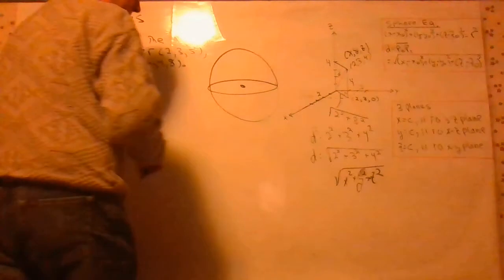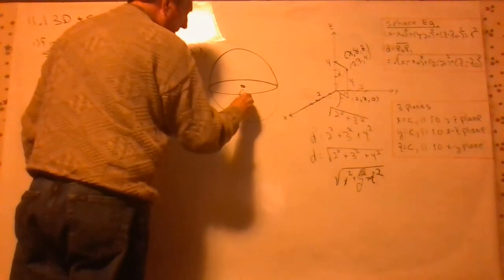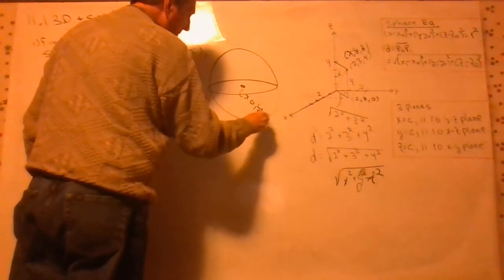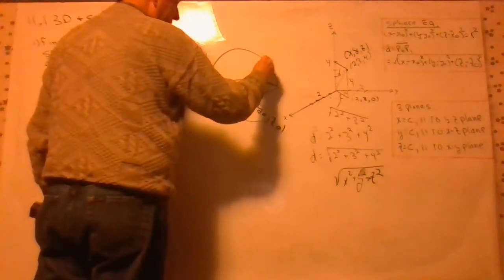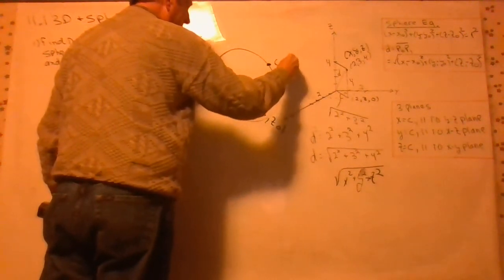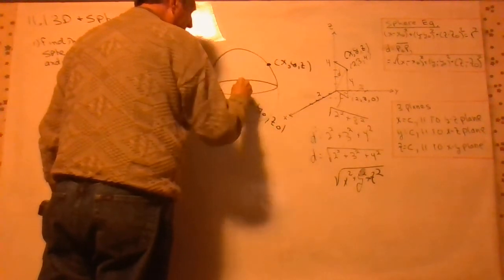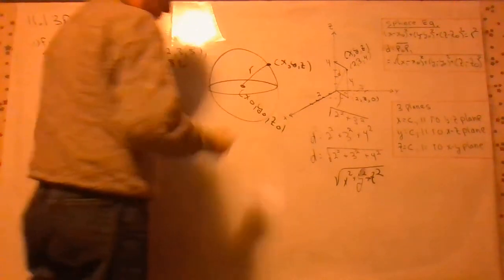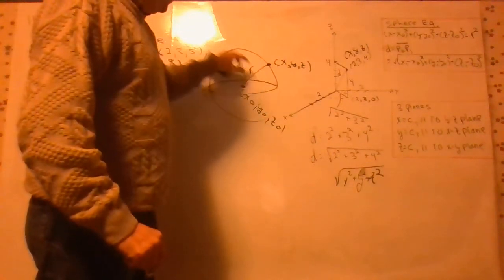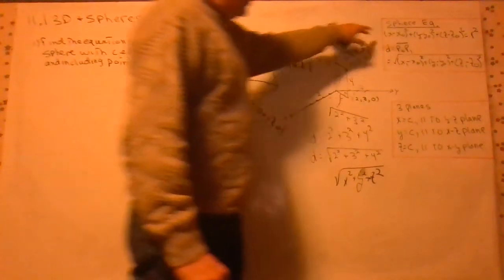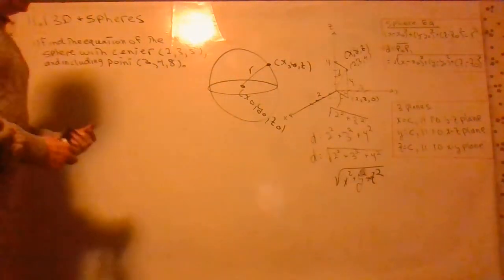There's the center, and that would be (x0, y0, z0), and some general point (x, y, z). The radius is r. All you have to do is apply the distance formula to those 2 points, call r equals d, and you end up having this right here, the sphere equation.